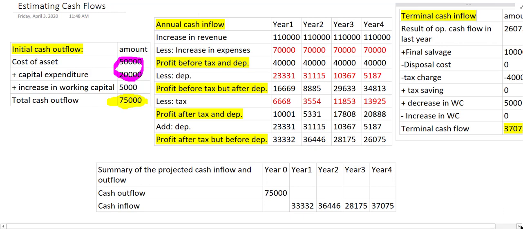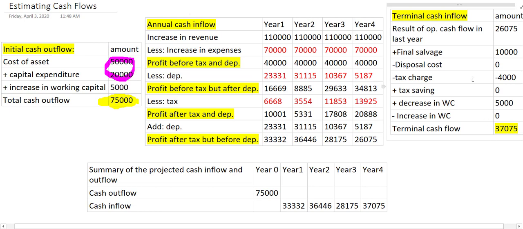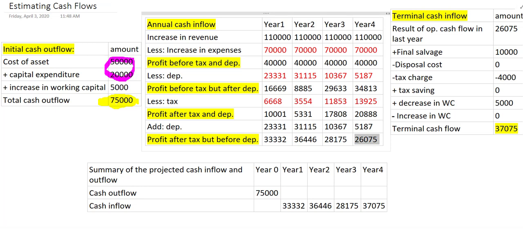So what is the final year adjustment? So this is the final year adjustment. So result of the last year, it means this amount should be taken basically here. So from this amount to this amount, we have to make some adjustment. What are the adjustments? To this amount, add the salvage value, minus the disposal cost if there is one.